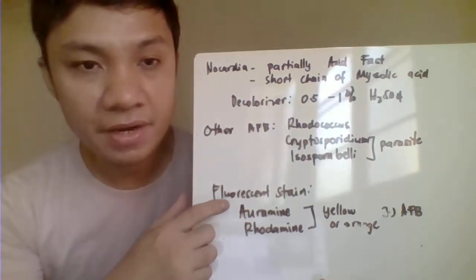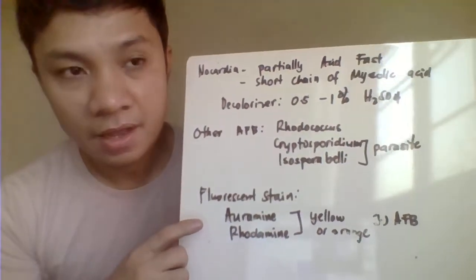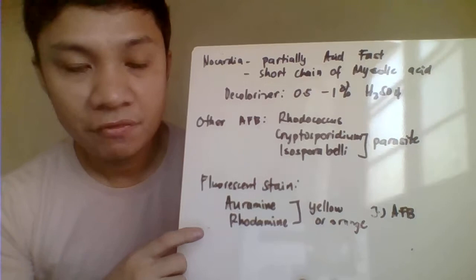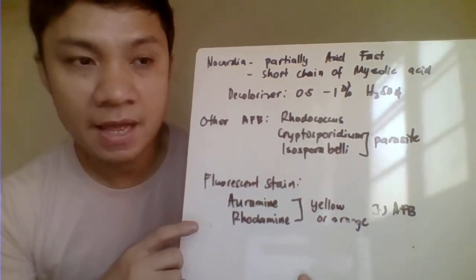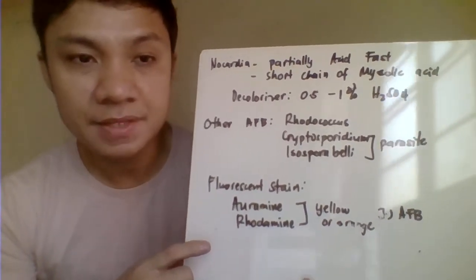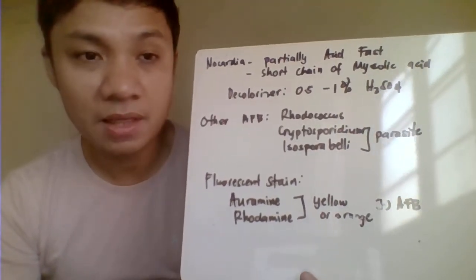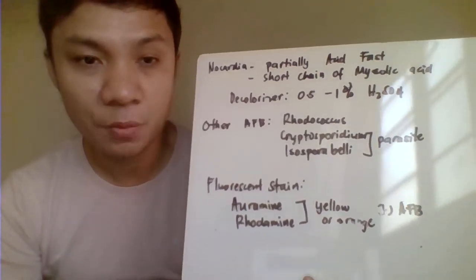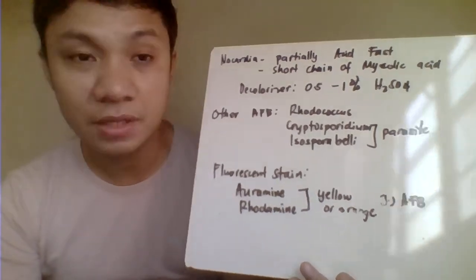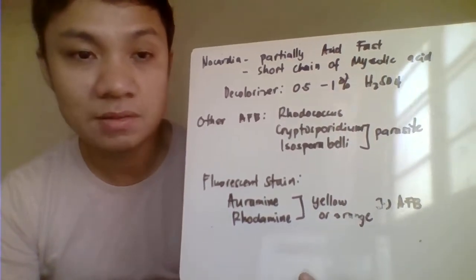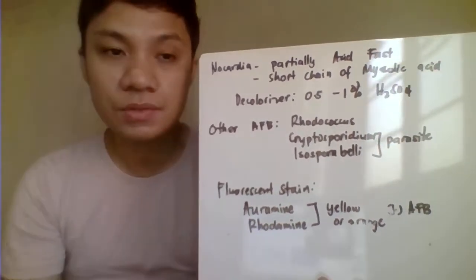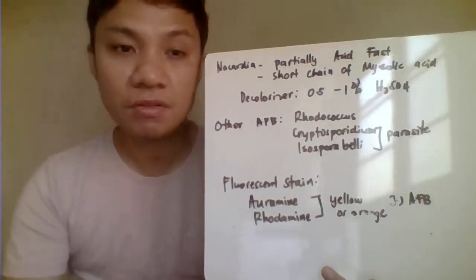Okay, then again for the fluorescent stain. For you to visualize this, if you're using the auramine or rhodamine stain, this is our fluorescent stain, then you need to identify it under your fluorescent microscope. We do not use an ordinary microscope to visualize this, but rather you need to use your fluorescent microscope.